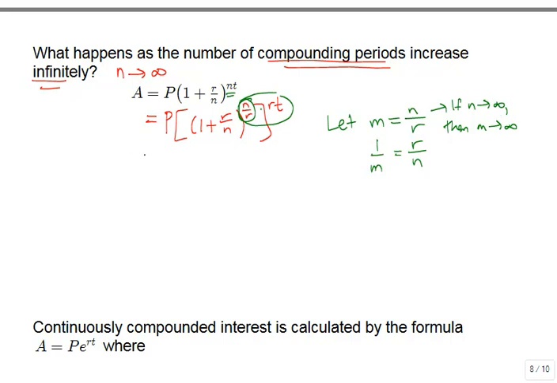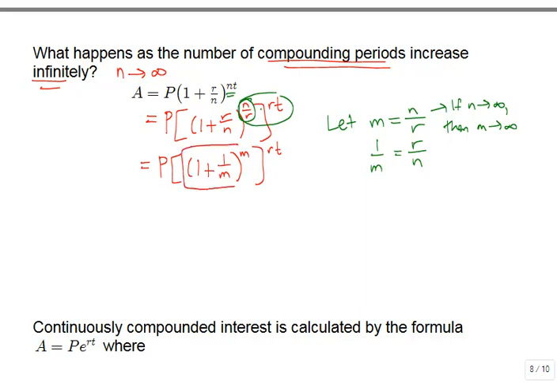So let's see what this turns into. Let me do a little substitution of variables. The p stays p, and then in the parentheses here we get 1 plus, and instead of r over n, remember r over n was 1 over m, the reciprocal of m. And this n over r was my m, and all of this was being raised to the rt.